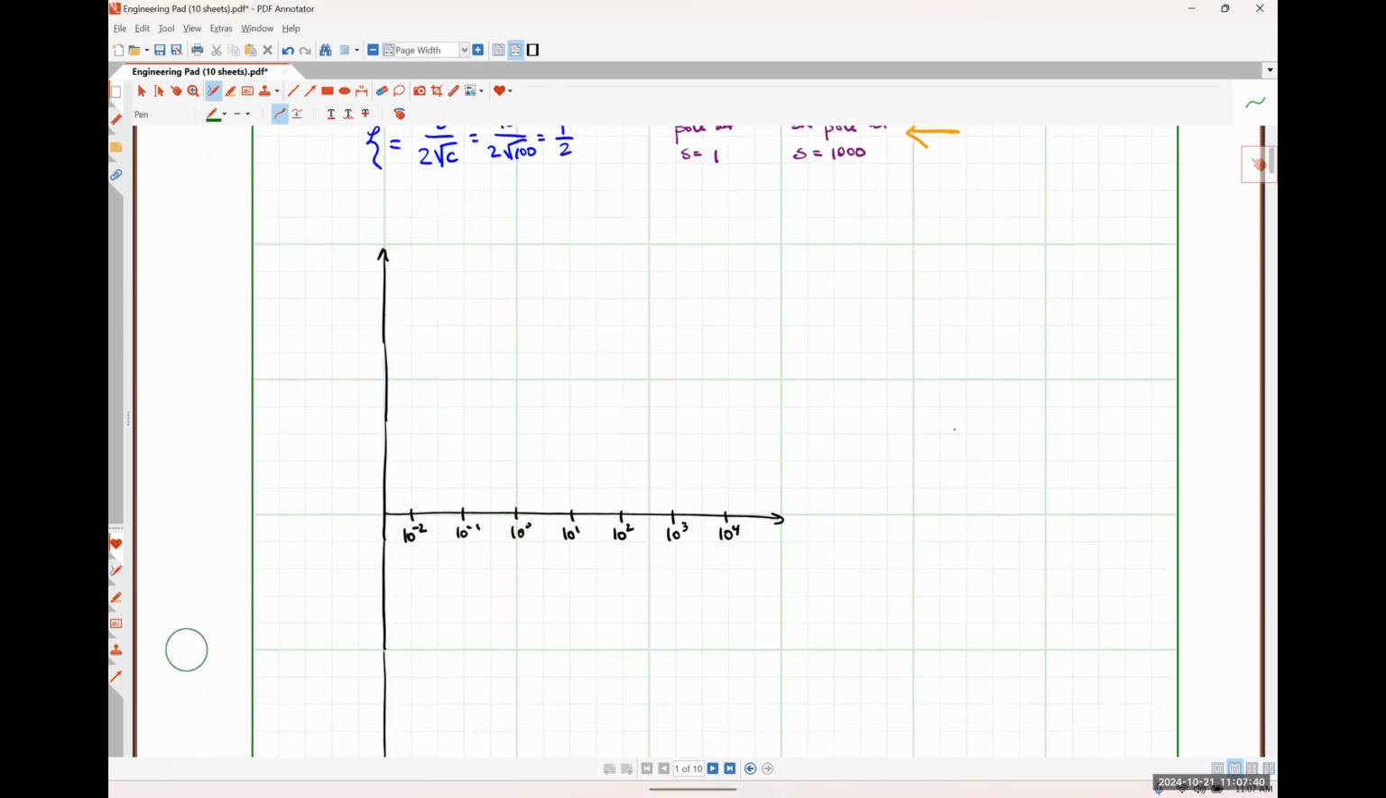Okay. So I guess I should probably put some labels on this thing as well. So -20, -40, and so on and so forth. +20, +40, and so on and so forth.